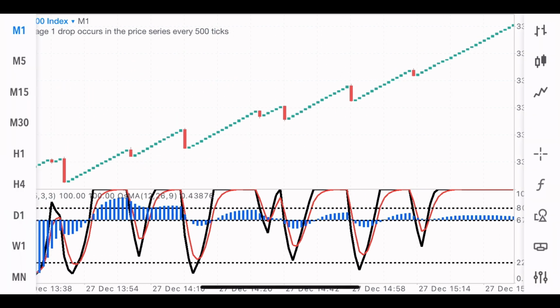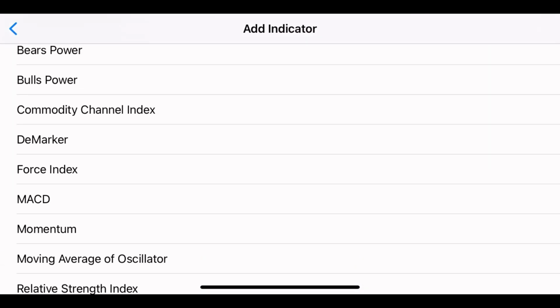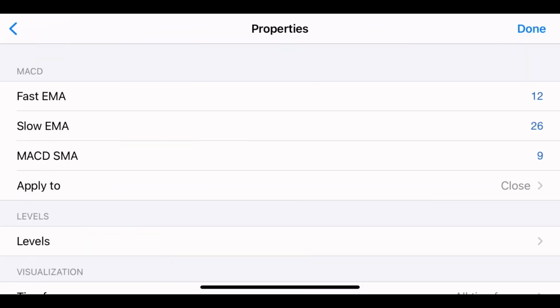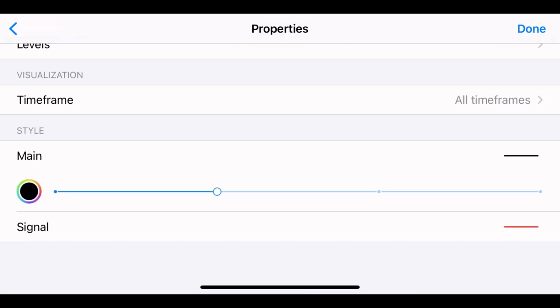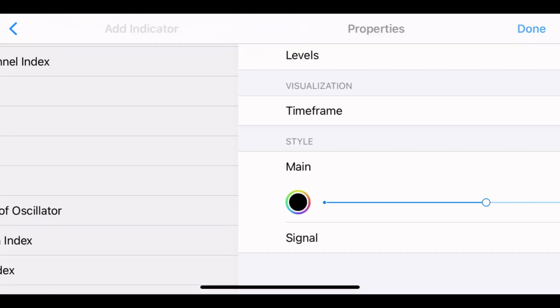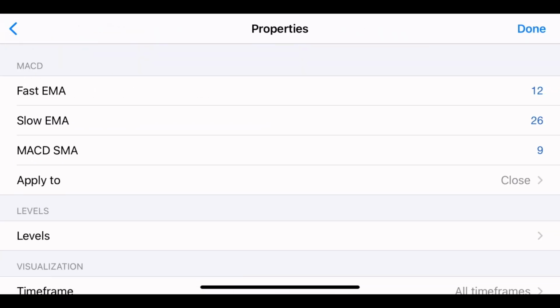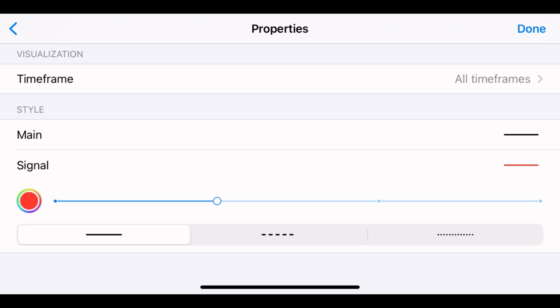Okay, then for the MACD, just in case you want to add the MACD and you don't know the setup to use, let me show you guys the setup to use for the MACD as well. So the MACD, fast EMA is going to be on 12, slow EMA 26, MACD SMA is going to be on 9, right? Then while you apply to close, the main right here is going to be on 2 pixel, the color is going to be on black, then go back again, then the signal is going to be on 2 pixel with color red.